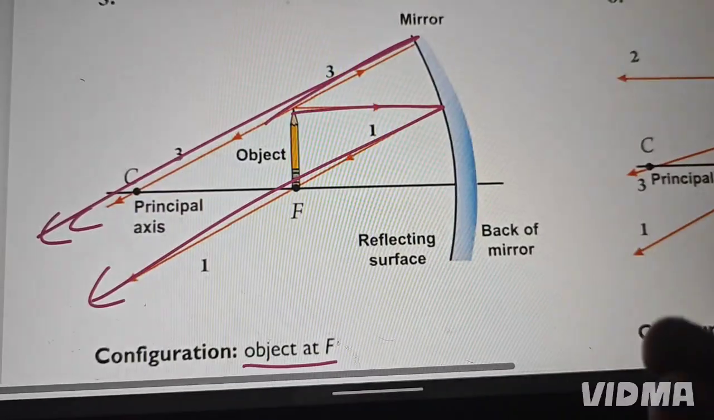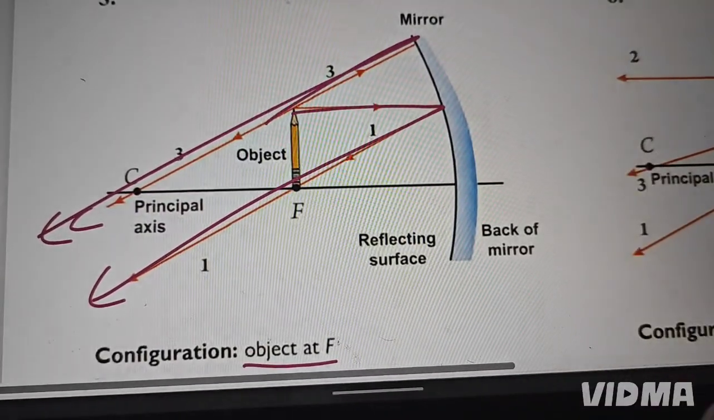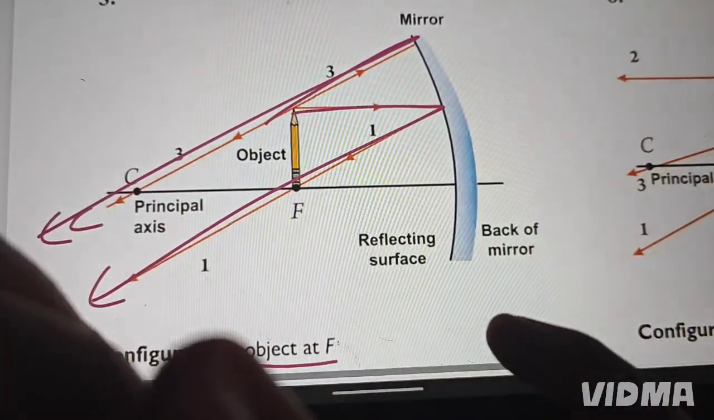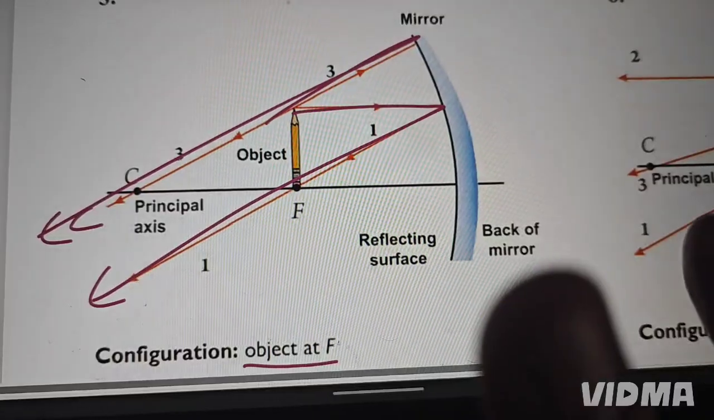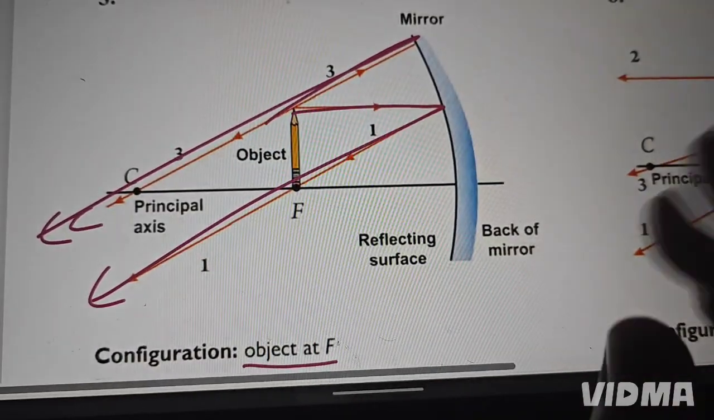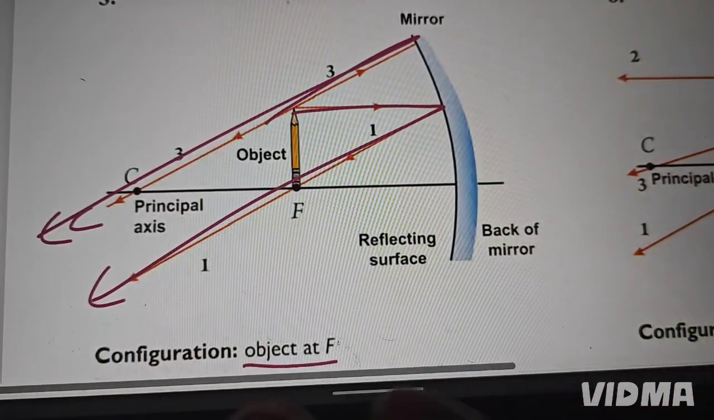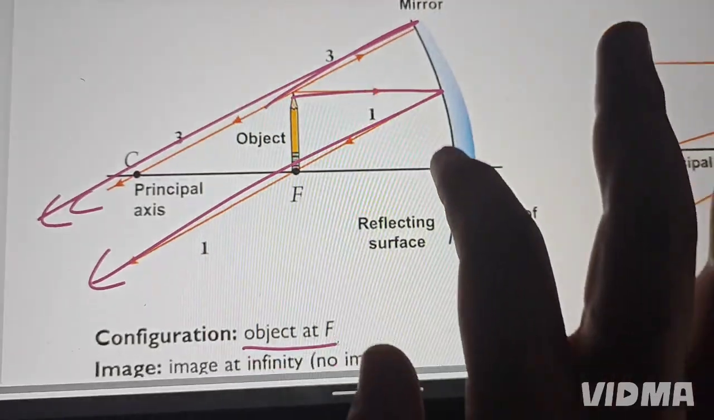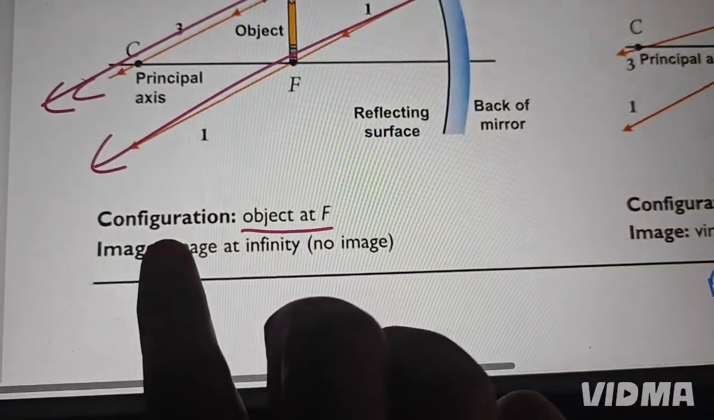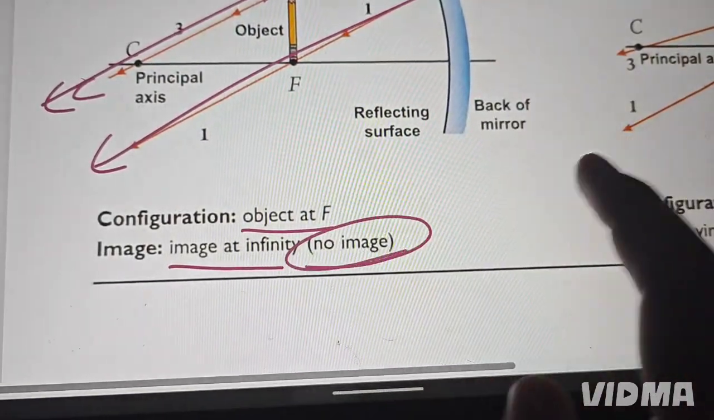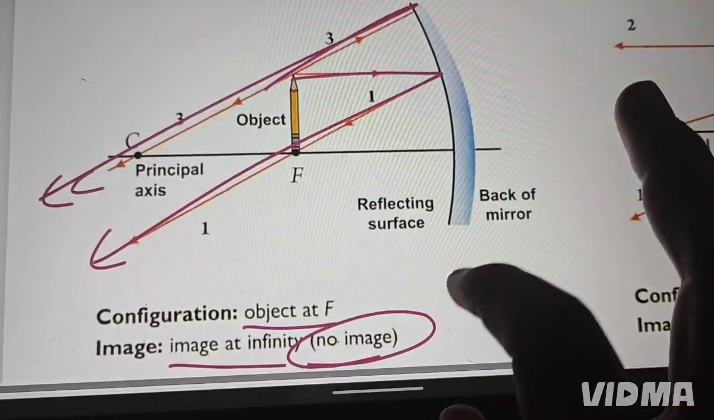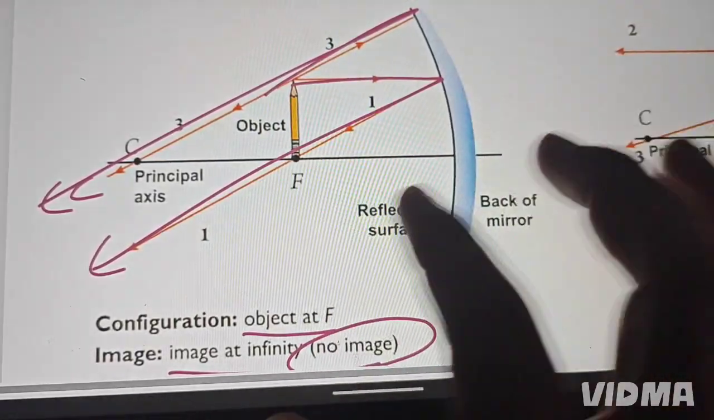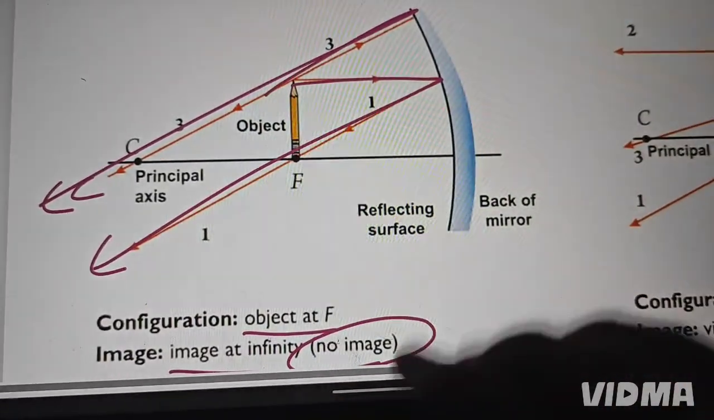In that case, as I told you, one of the conditions to produce an image is that both of the lights must intersect each other. But in here, there is no intersection. In that case, we don't have any image. Look, image at infinity, no image. Why no image? Because the two lines after reflecting don't intersect each other.